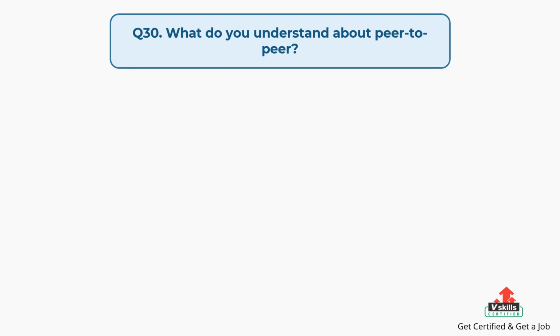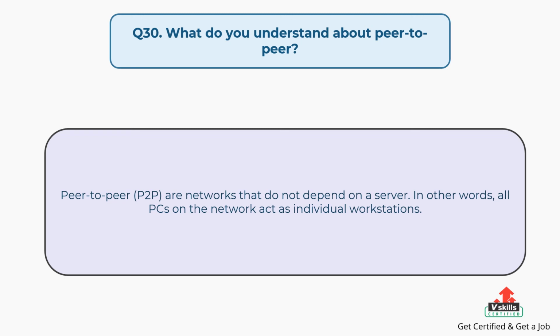Question number 30. What do you understand about peer-to-peer? The answer is: peer-to-peer are networks that do not depend on a server. In other words, all PCs on the network act as individual workstations.